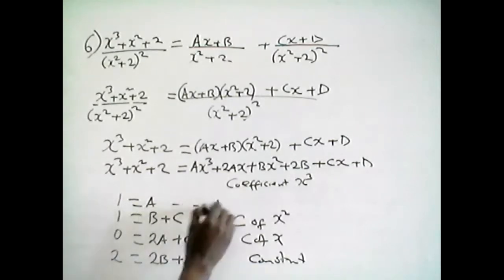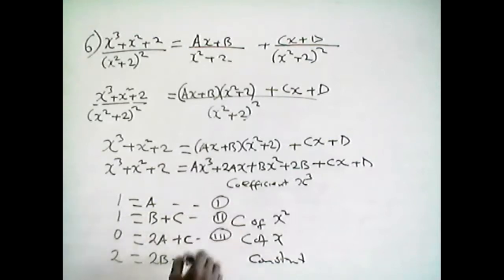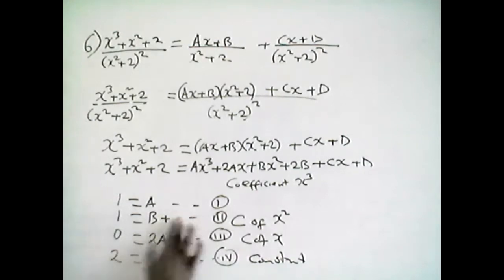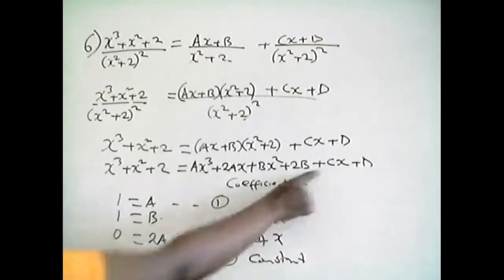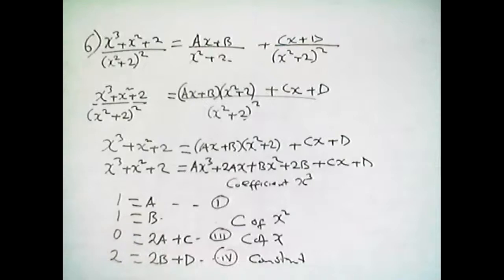So we have equation 1, equation 2. Madam, equation 4, yeah. It's just b that is the one with x squared. Thank you very much. You are right. Yeah, b is the one that has x squared, correct?